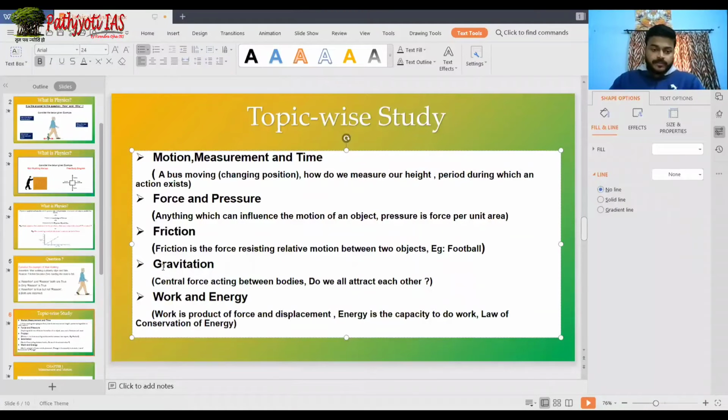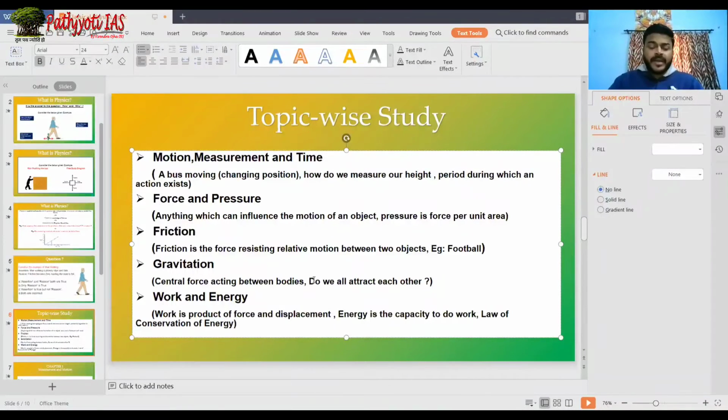So, gravitation. The central force acting between bodies is gravitation. Not gravity, we are talking about gravitation. This is the force acting between bodies, which we would be discussing later in quite depth. Physicists have said that this is the force which acts between every two bodies in the universe. So, do we all attract each other?